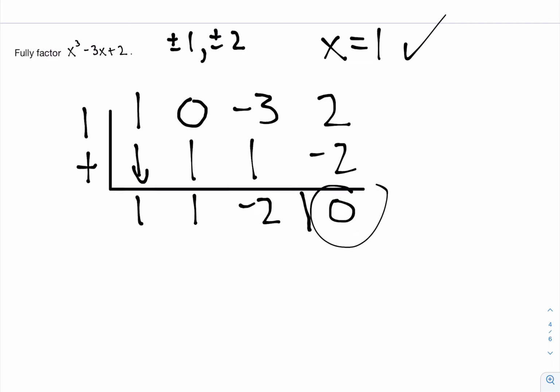So remember, this last number here is your remainder. We already figured out that the remainder was 0, so that's not really any new information. But by using synthetic division, now we know what the coefficients on our quotient are.